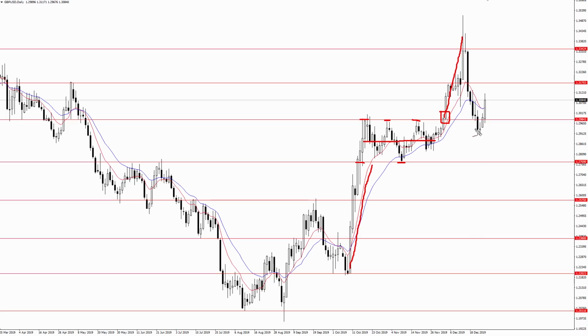And notice how this candle right here closed below it. However, 2 days later, we got a close back above that level, and Friday confirmed that with a significant rally.